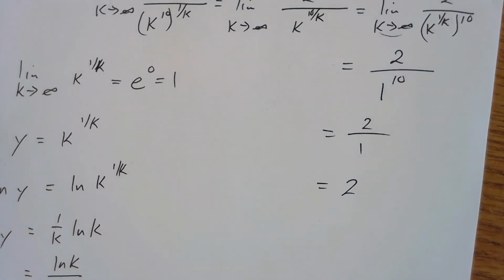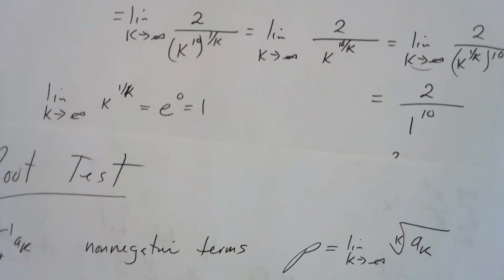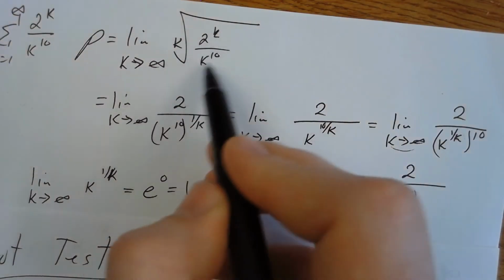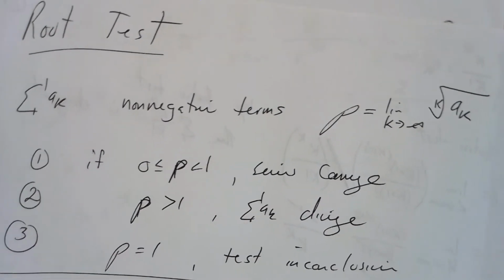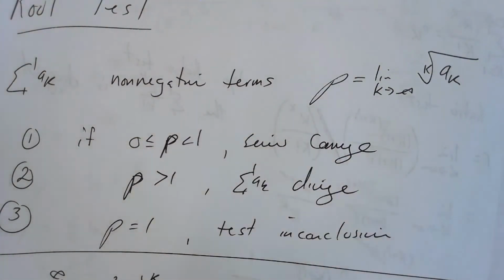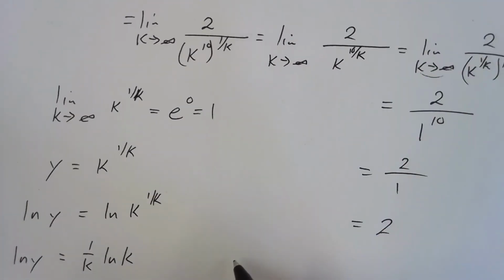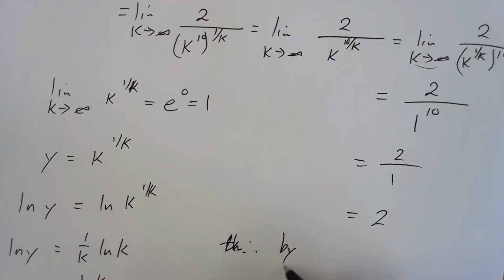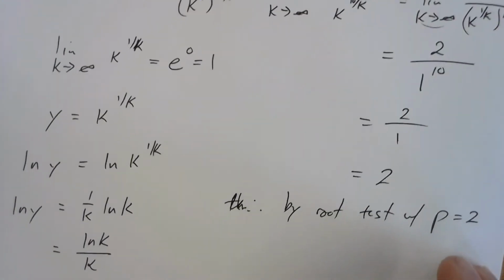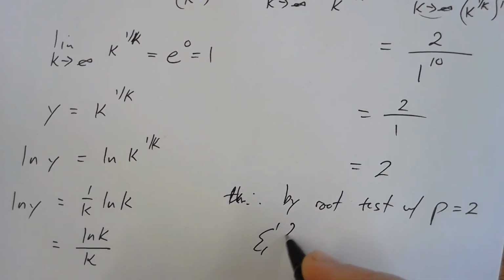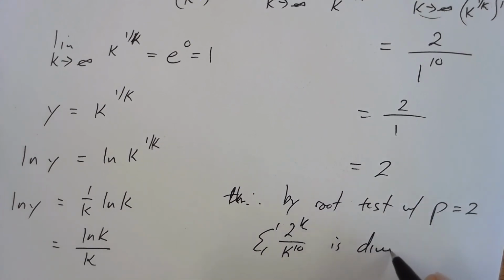And let's recall by the root test, if I take the limit of the kth root of this function and I get something larger than 1, then the original series will diverge. So, by the root test, with rho equal to 2, the series 2 to the power of k over k to the power of 10 is divergent.